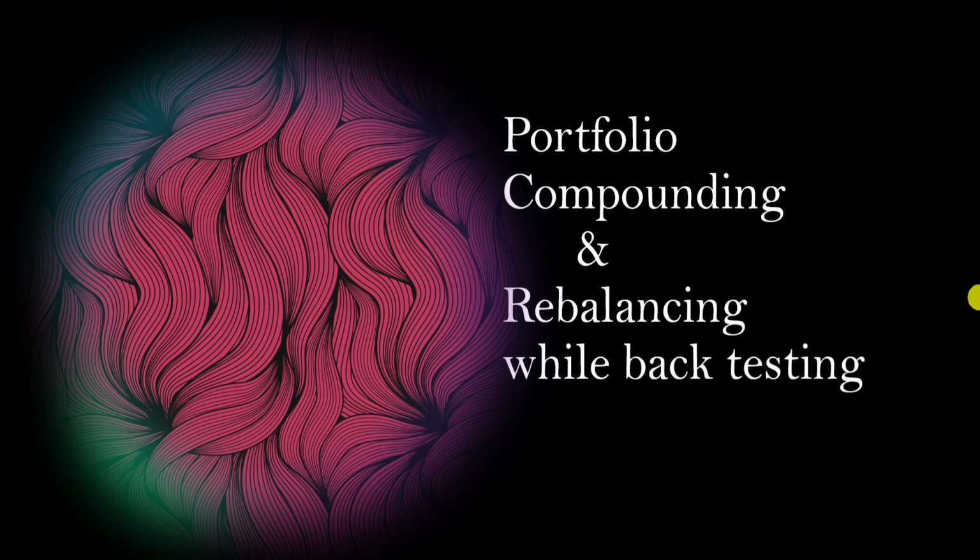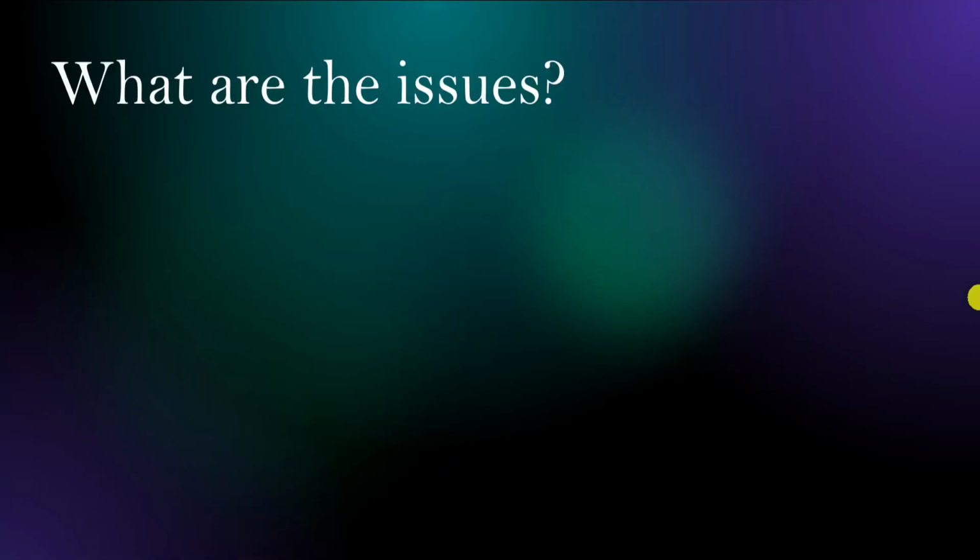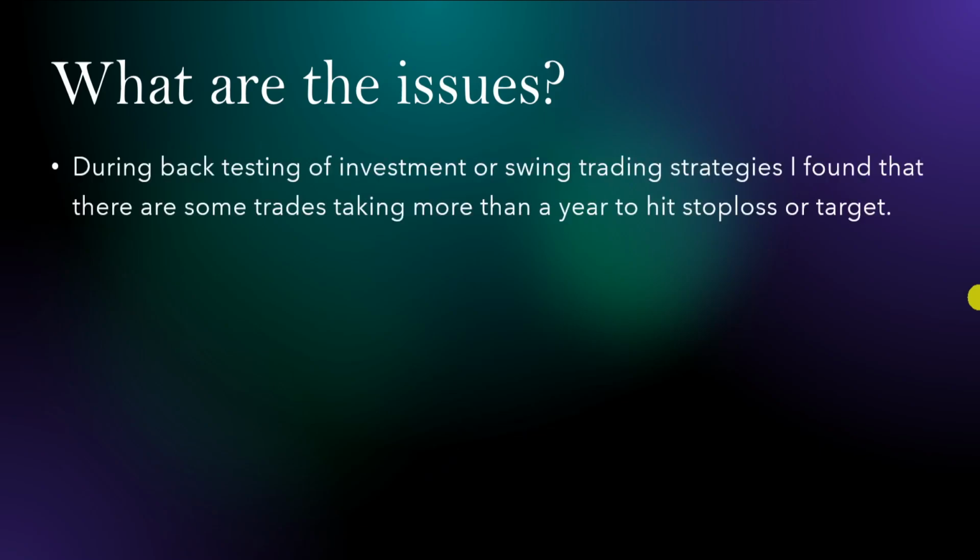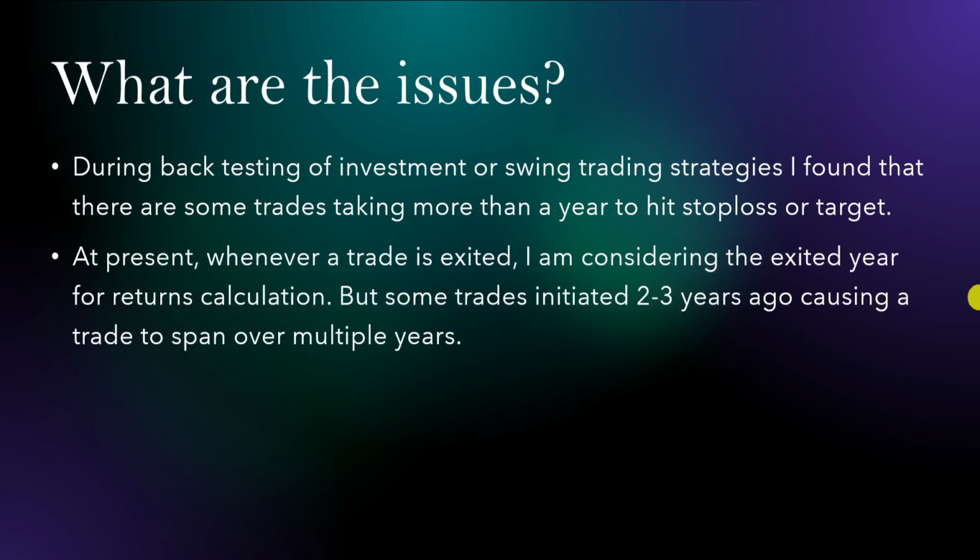This is Srinivas. Today's topic is compounding and rebalancing portfolio while backtesting. In my earlier backtests, I found some issue while calculating the compounded returns, that is CAGR value. I observed that some of the trades are taking more than a year to hit stop loss or target. In the current method, whenever a trade is exited, I'm considering the profit or loss resulting from the trade in the exited year only.